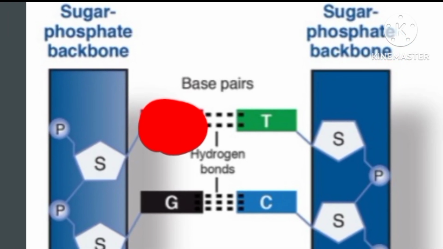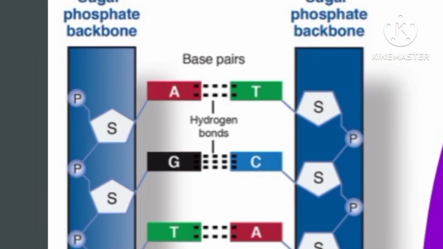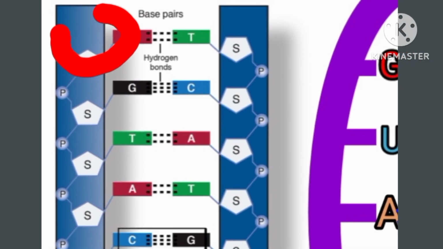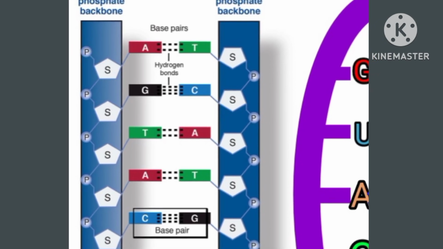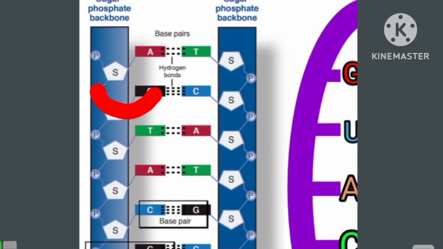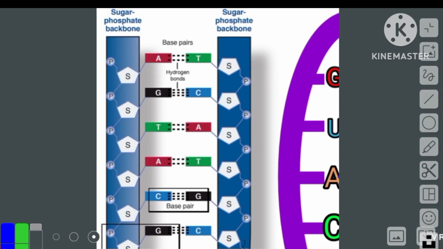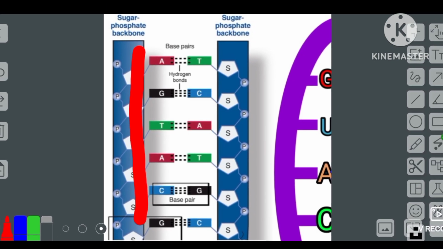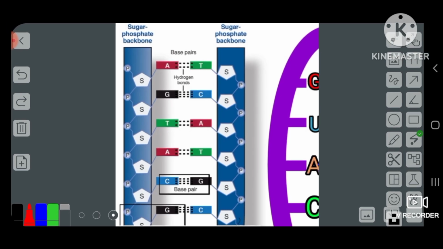Nitrogenous base plus sugar form a nucleoside. When a phosphate is attached to a nucleoside, it forms a nucleotide. One nucleotide monomer binds with the next nucleotide monomer by a 3',5'-phosphodiester bond and forms a polymer of nucleotides. A polymer of nucleotides is called a nucleic acid.